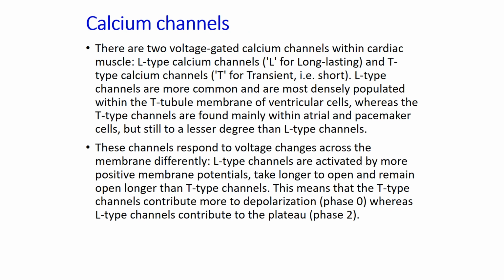Calcium channels. There are two voltage-gated calcium channels within cardiac muscle: L-type calcium channels, L for long-lasting, and T-type calcium channels, T for transient, i.e. short. L-type channels are more common and are most densely populated within the T-tubule membrane of ventricular cells, whereas the T-type channels are found mainly within atrial and pacemaker cells, but still to a lesser degree than L-type channels.